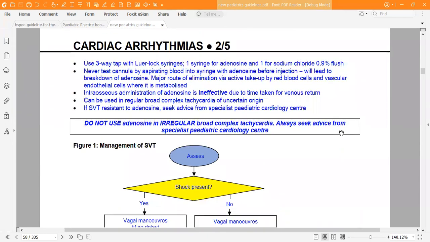Next page. Use a 3-way tap with Luer lock syringes, 1 syringe for adenosine and 1 for sodium chloride 0.9% flush. Never test the cannula by aspirating blood into the syringe with adenosine before injection. It will lead to breakdown of adenosine. Major route of elimination is via active uptake by red blood cells and vascular endothelial cells where it is metabolized.